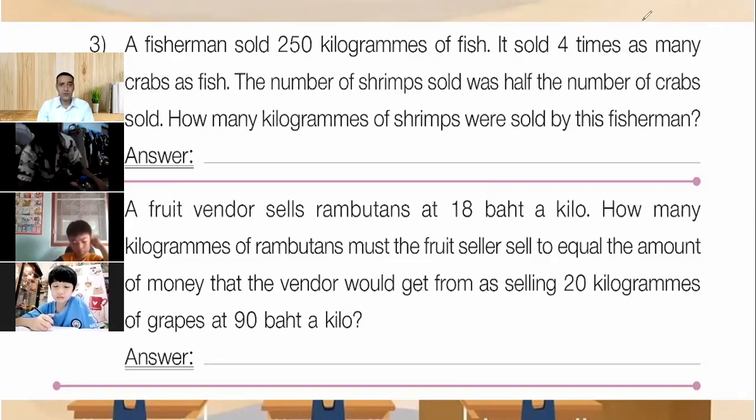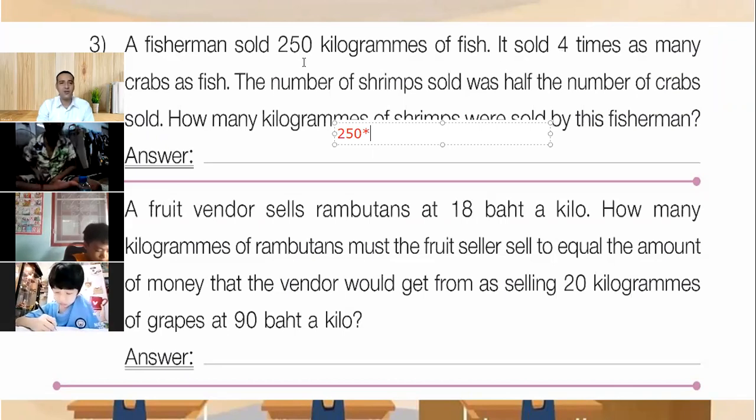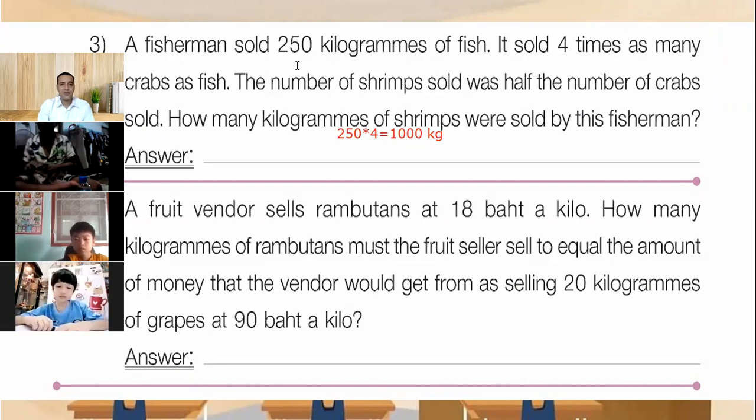First of all, what we have to do? We have information number one, 250 kilograms of fish they sell, okay? Now we have to find how many kilograms of crabs they sell. So they are 4 times the fish. The fish is 250 kg, right? So 250 multiplied by 4 is equal to 1000, right? So 1000 kg is the information of the crabs, okay? So now we have two values. One is fish, the fishermen sell 250 kilograms. Now the fishermen sell 1000 kilograms of crabs.